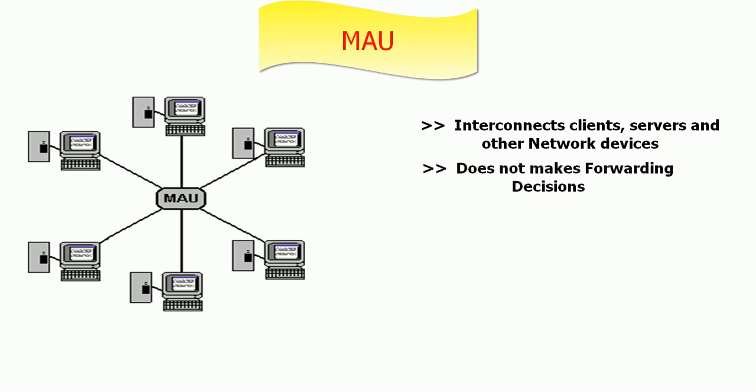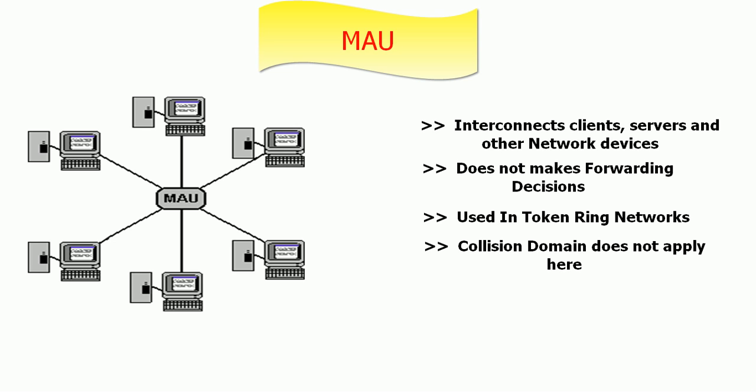A MAU does not make forwarding decisions, it simply does token passing. A token that arrives on one interface is going to be sent onto the next interface and so on. Even though it looks like a star topology, logically it is a ring topology. Collision domain does not apply here.